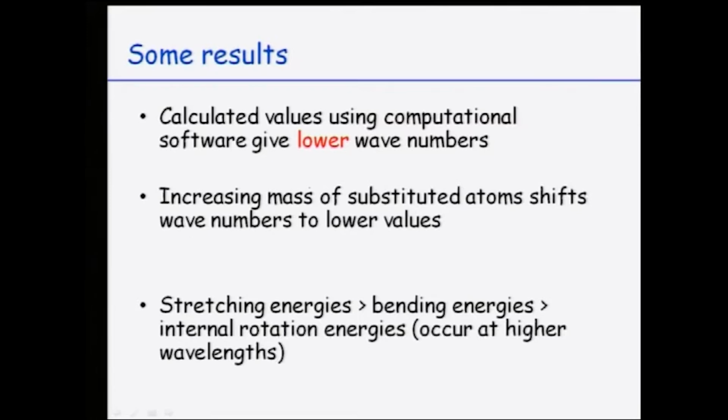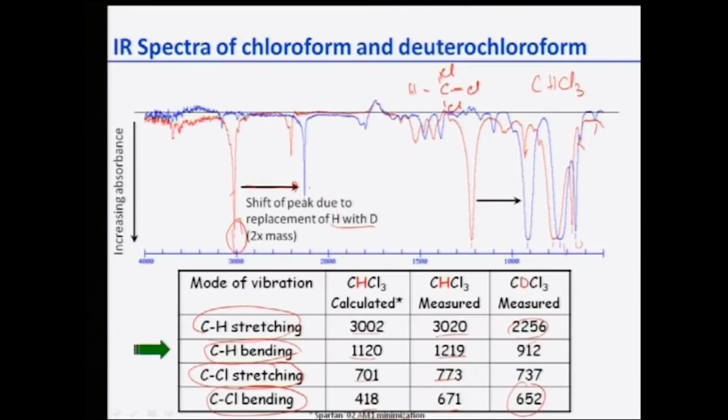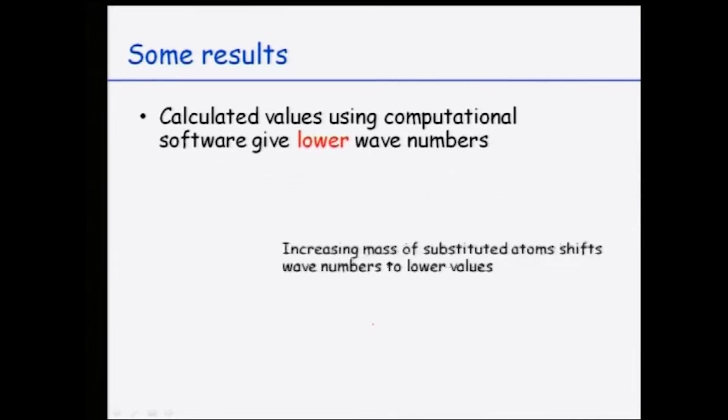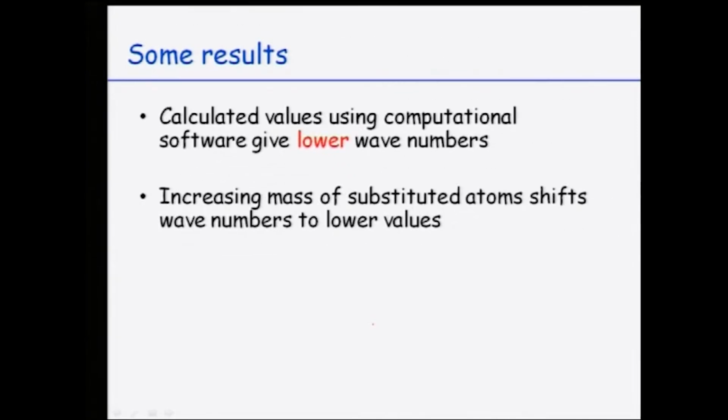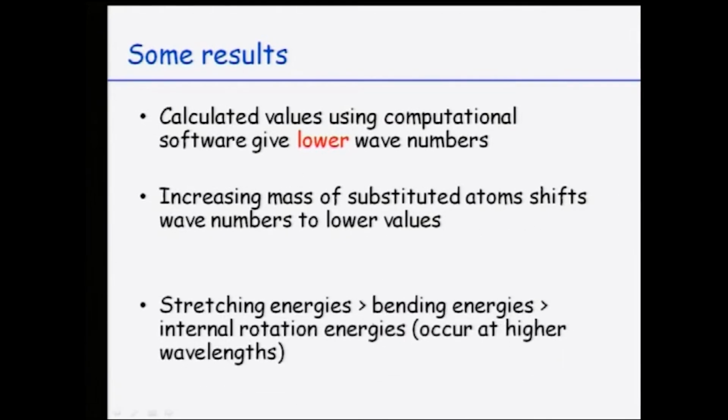Calculated values normally have to be compared with computational values, which are done using computational tools. As I showed you here, these are the calculated values, and these are the measured values. There is a little bit of variation, but still one can get results very close to the measured values using the better computational tools we have nowadays. And the second thing is that increasing the mass will shift the wave numbers to lower values, that is what I told you. And third, stretching energies are always higher than the bending energies, that we also learned.